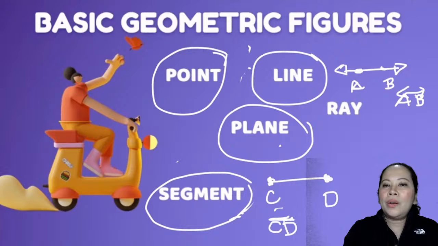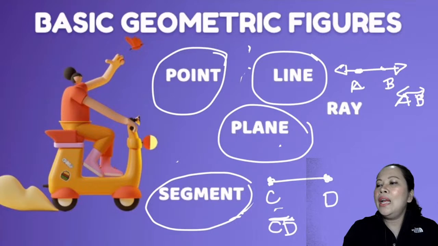All right. So again, a point is just represented by a dot. It has no dimension, and your line is infinite in terms of points. It goes in both directions. A plane is a four-sided figure. It has infinite points as well. And then a segment has an endpoint on both ends.